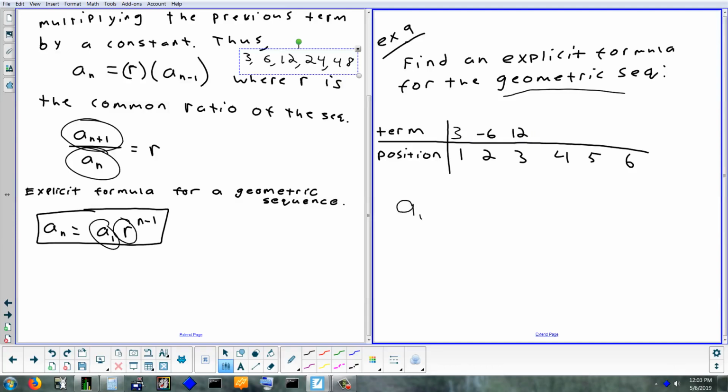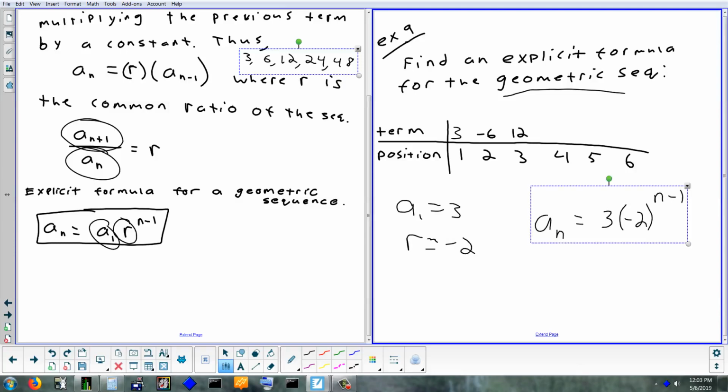Now you've got your first term. And what's the common ratio? What do you multiply by each time? -2. So your formula, a sub n equals a sub 1 times r to the n minus 1. Let's just try it for the third term. 3 minus 1 is 2. -2 squared is 4. 4 times 3. Perfect. And that's your formula for a geometric progression.